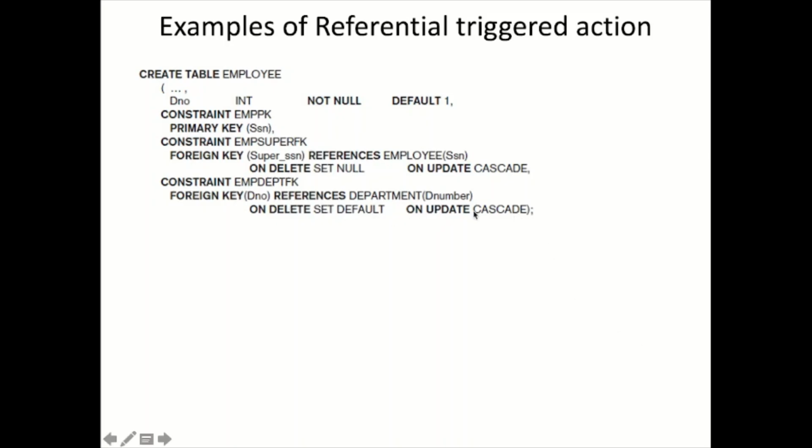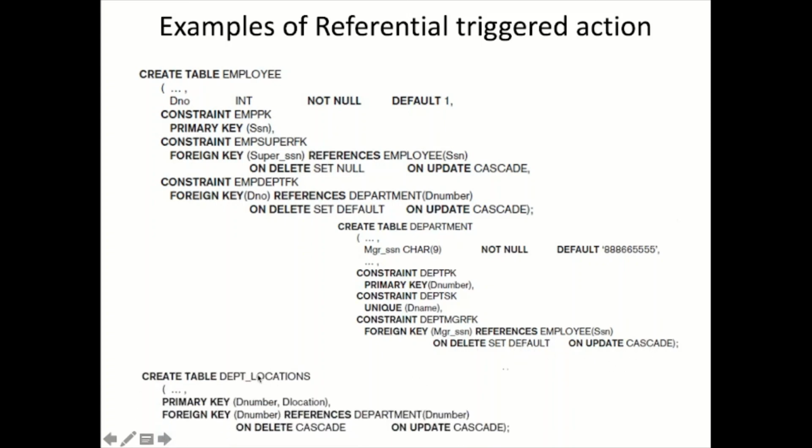Okay, now we have department number 5 for research. If we are changing department number 5 to department number 6, then it should be changed in the employee table also. So we have to change that in all the tables, and for that we use this cascade. On delete you can use set to null or set to default. On update we can set to null or set default, or the cascade can be done.